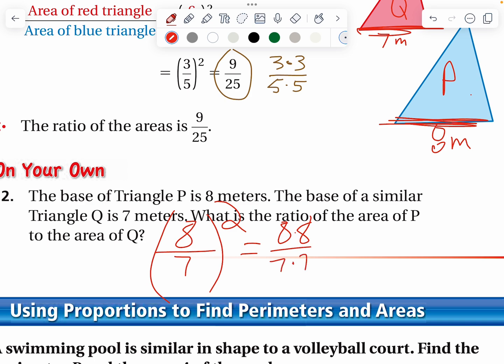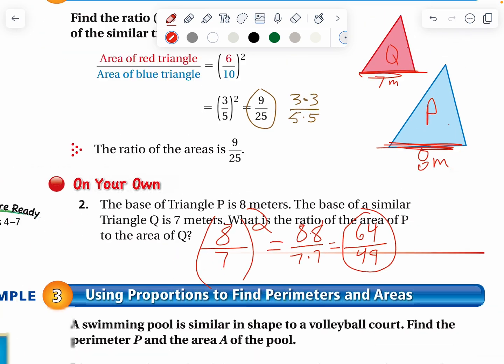That's 7 times 7. 8 times 8 is 64. 7 times 7 is 49. And that does not reduce. 64 over 49 does not reduce. So that would be your answer, 64 over 49.